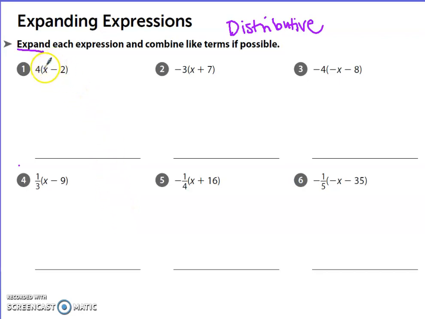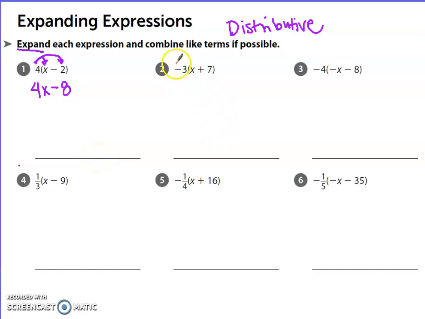We can't simplify inside the parentheses here, x minus 2, because they're not like terms. The best we can do is the distributive property. That means I'm going to multiply this factor out front by the two terms inside. So here we go. 4 times x is 4x, and 4 times negative 2 is negative 8. These aren't like terms. I can't combine them, so that's the best we've got.